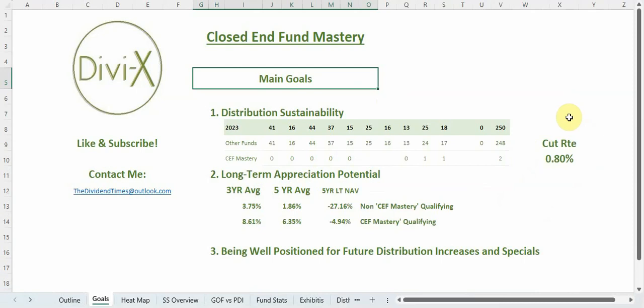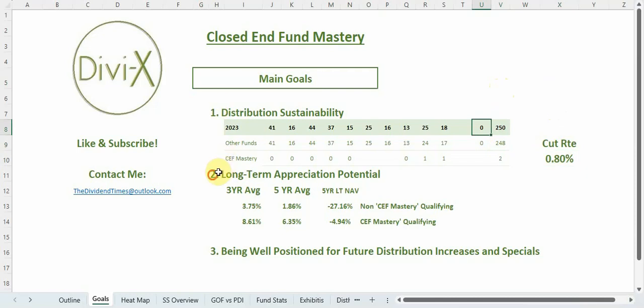For our main goal, number 1, distribution sustainability, for the current year to date, of the 326 closed-end high-yield funds we cover, there have already been 250 distribution cuts. 248 of those were non-CEF Mastery qualifying funds, and only 2 so far this year were Closed-End Fund Mastery qualifying funds, for a rate of only 0.80% of all distribution cuts for the year.